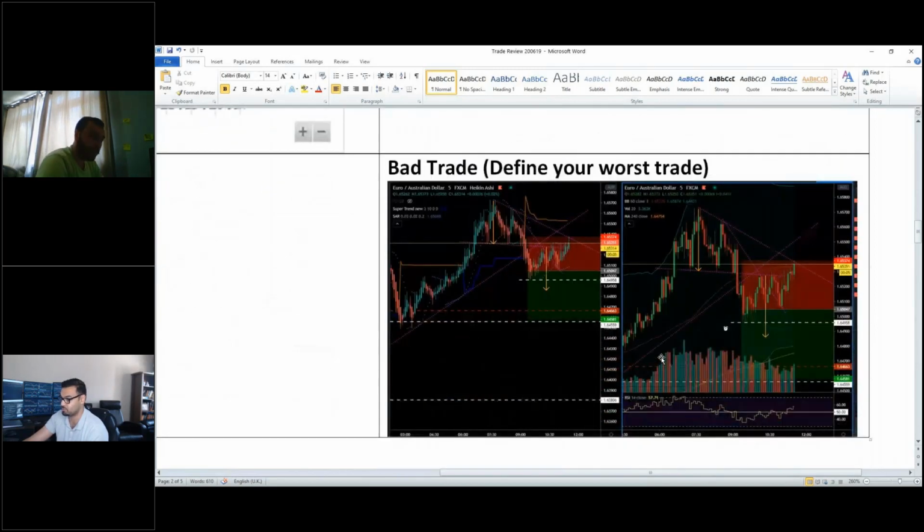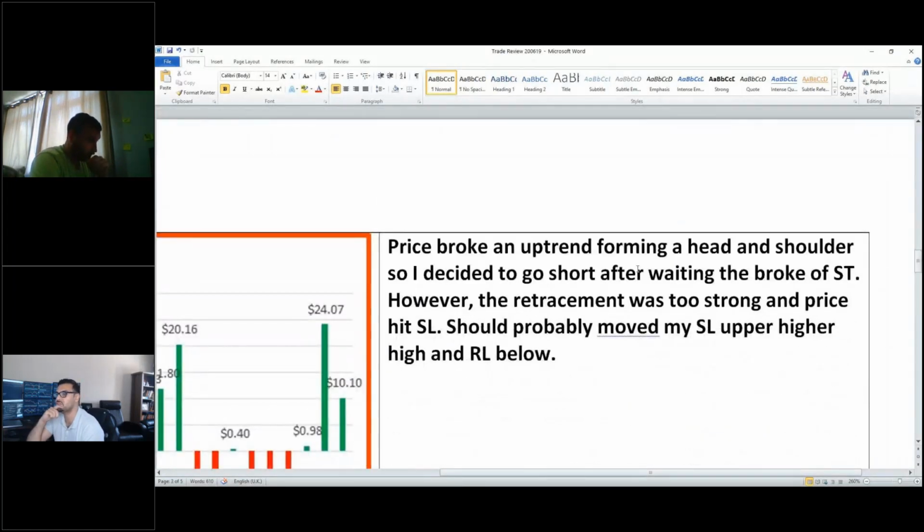Okay, bad trades. So I think there's more information below. Okay, so price broke an uptrend, forming a head and shoulders formation. So I decided to go short after waiting. The price broke the super trend indicator, I'm assuming. However, the retracement was too strong and price hit the stop loss. Should probably move my stop loss upper to the previous high and resistance line.